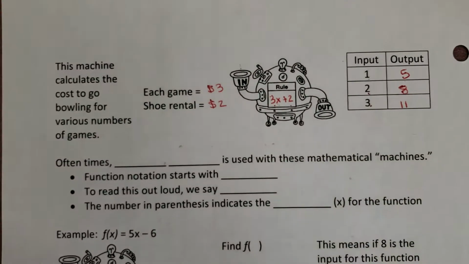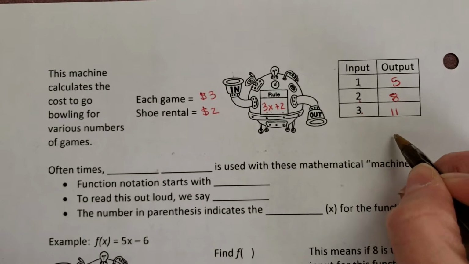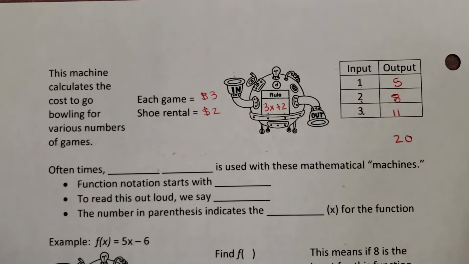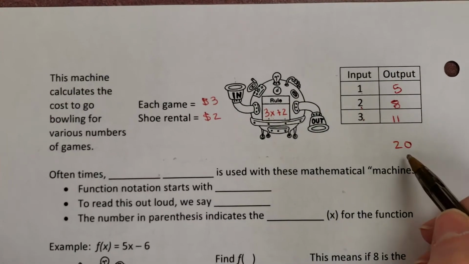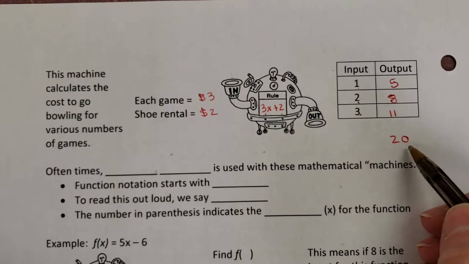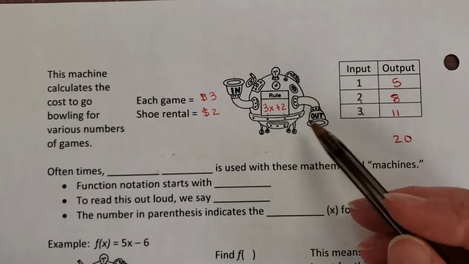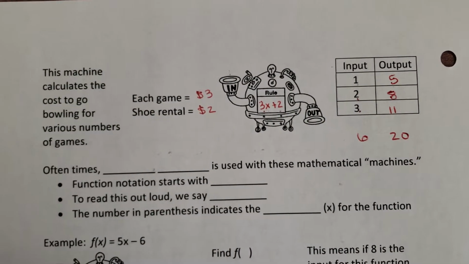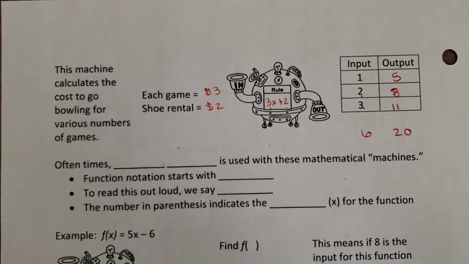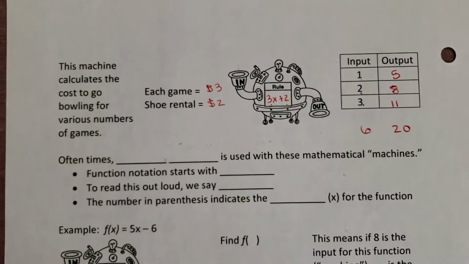And so what's fancy about mathematical functions is you can work backwards too. So let's say you have 20 bucks and you want to just go to the bowling alley and bowl as much as you can. You can work that backwards. Well, if I have $20, take off the $2 for the shoes, that's $18. I have $18 to spend on bowling at $3 a game. Well, I can bowl 6 games. So that's an example of how you can not just go from input to output, but output to input.